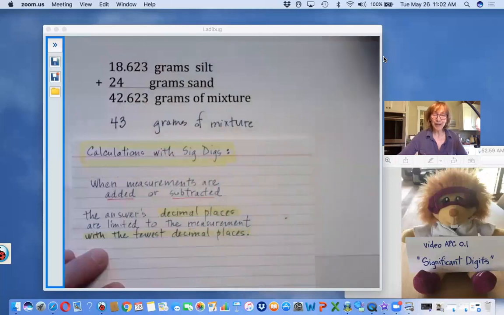Okay, that was a lot about decimal places, SIGDIGs, calculations. So we will continue to talk about this and use it throughout the year.